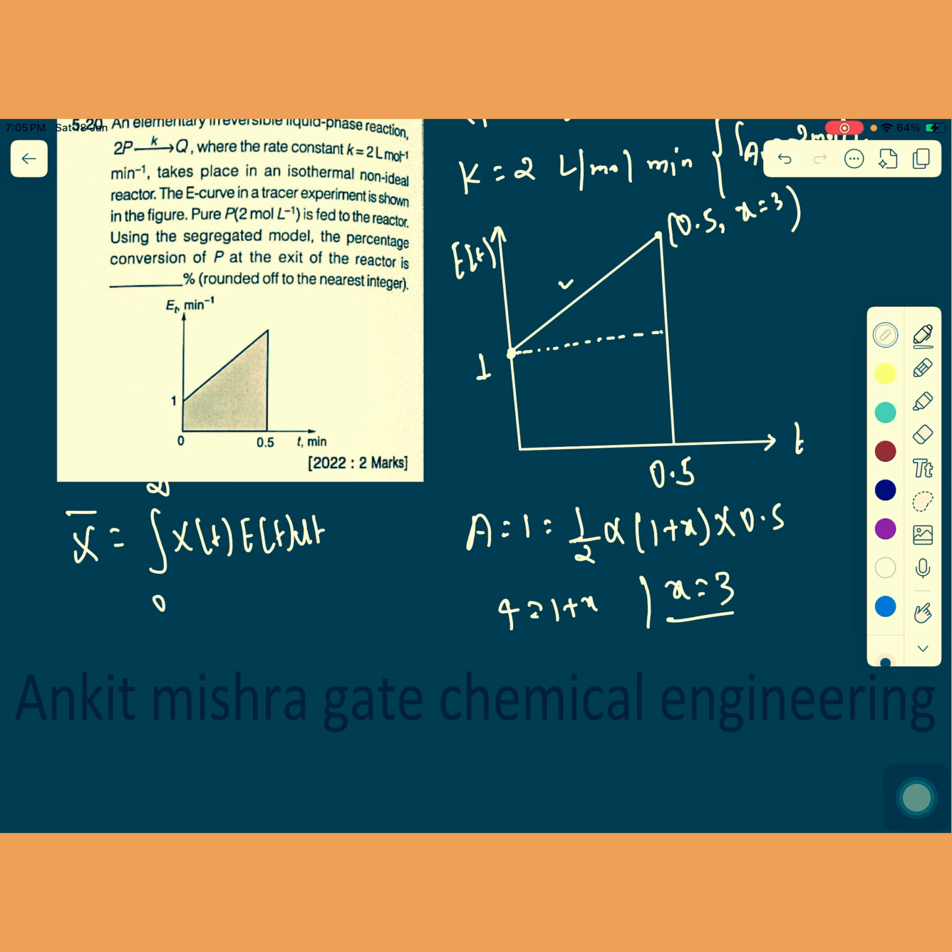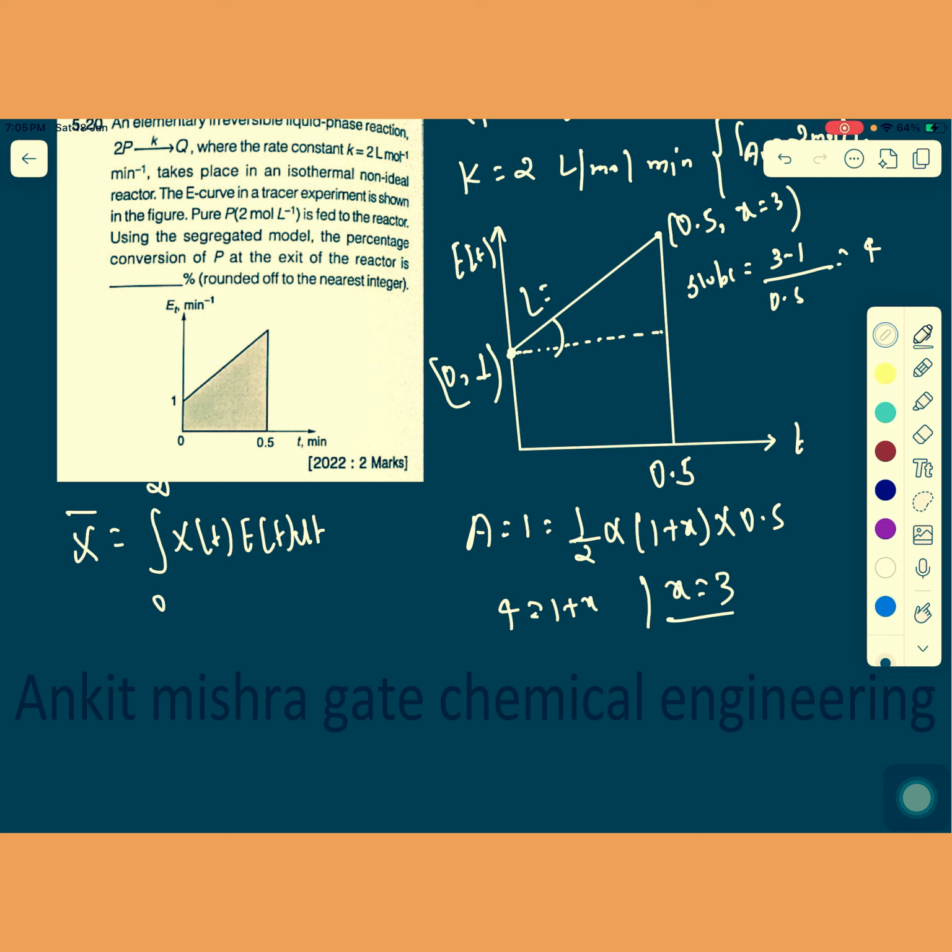So the coordinates you got are 0.5, 3 and 0, 1. So what is the slope of this line? The slope of this line will be equal to 3 minus 1 divided by 0.5, so that is equal to 4. So what is the equation of the line? That is equal to the equation of the line, 1.